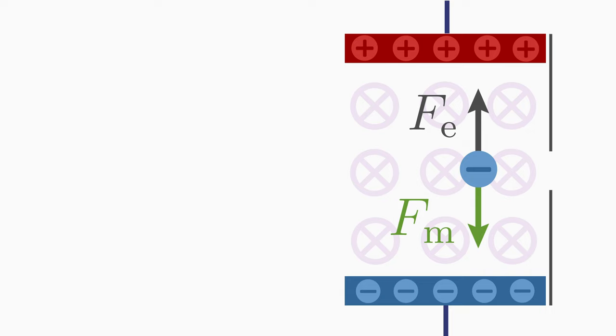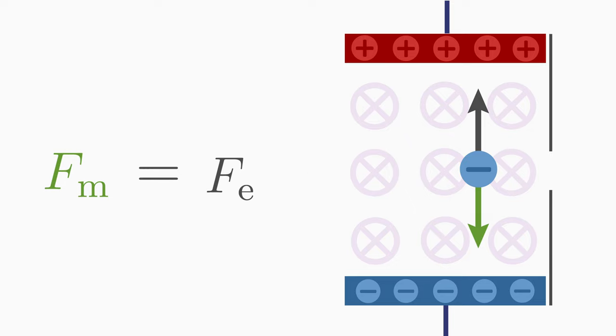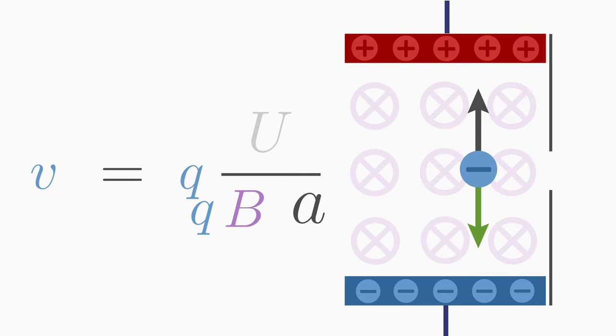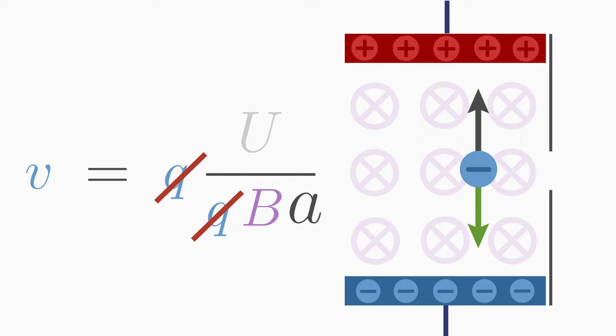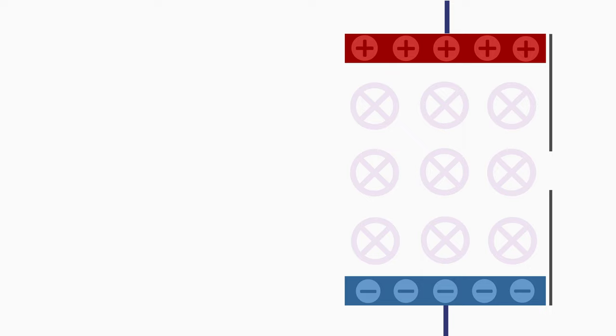You express this balance of forces mathematically by equating the Lorentz force with the electric force. Q times V times B is equal to Q times U divided by A. To find out the velocity, you rearrange the equation for V. The charge Q cancels. What remains is V equals U divided by A times B. So change the electric voltage and the strength of the magnetic field to set your desired velocity. Wonderful. You now have particles with known velocity landing behind the aperture.